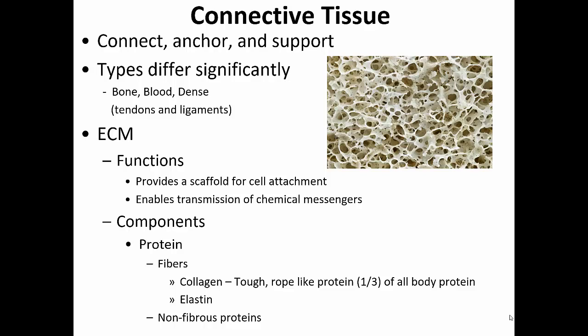To understand connective tissue, we need to talk briefly about the extracellular matrix. The extracellular matrix largely determines the nature of the connective tissue. The extracellular matrix consists of proteins and non-protein components, such as minerals or even water, very frequently water actually. And the nature of the extracellular matrix determines whether the connective tissue will be a liquid in the case of blood or quite solid, for example, in the case of bone. The extracellular matrix functions as a scaffolding for cell attachment. It enables the transmission of chemical messengers. For example, hormones are chemical messengers that travel through the plasma from one part of the body to another.